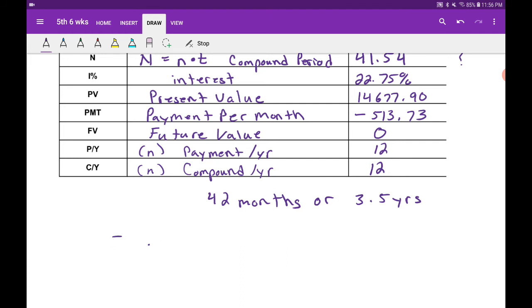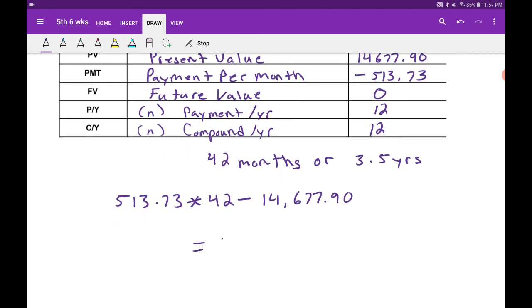So we're going to take our minimum payment, $513.73. Remember, we're using our minimum payment because it has the APR already calculated into it, times 42 months about. And we're going to subtract the $14,677.90 from there. And then what we're going to end up with is a grand total of $6,898.76 of interest.